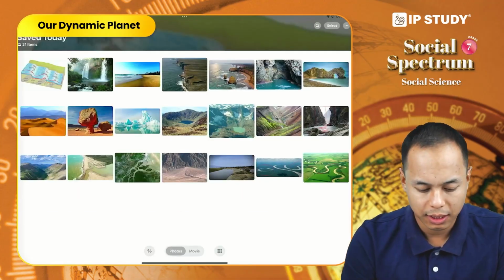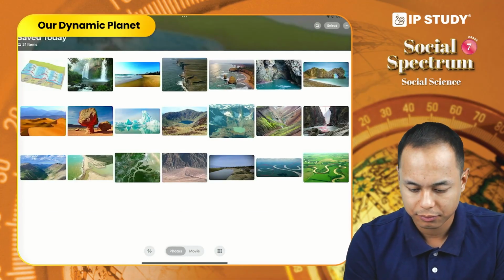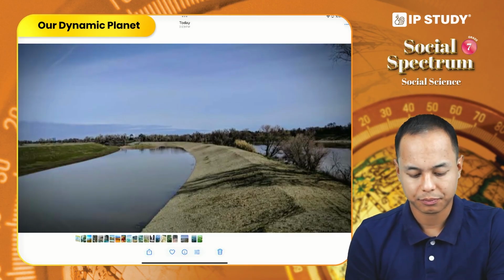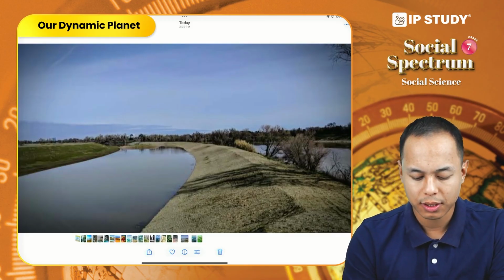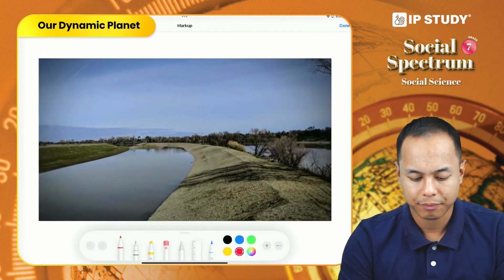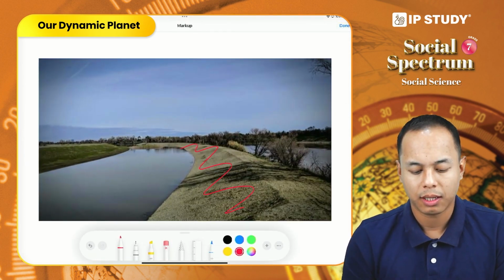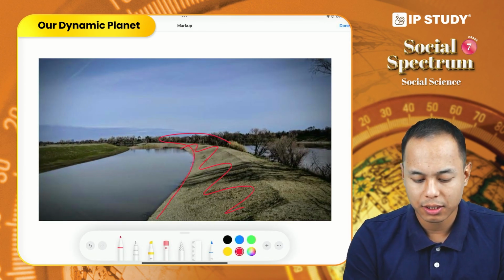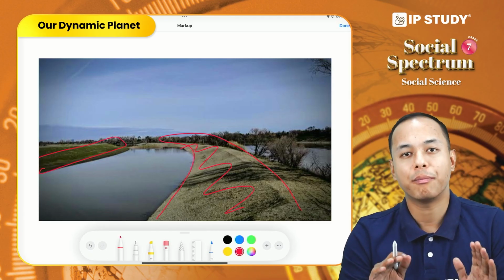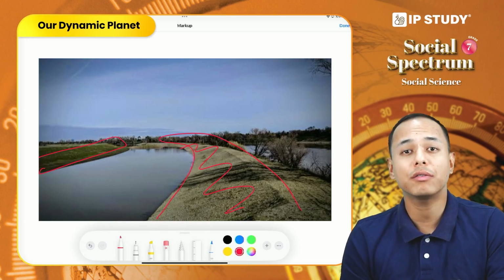We can see here in the picture. See this, this portion is the raised bank of the river, and this is called the natural levee, this portion also. Okay, the raised bank because of the deposition of sediments.